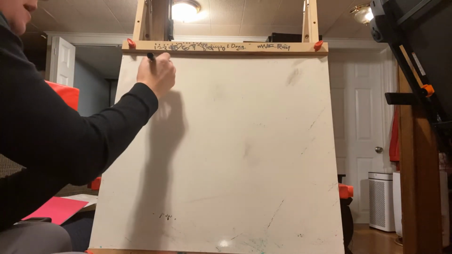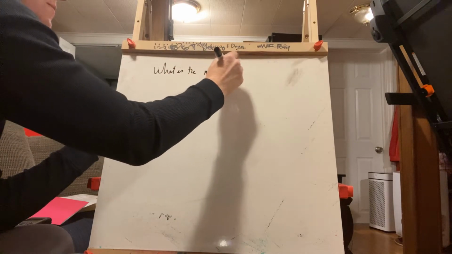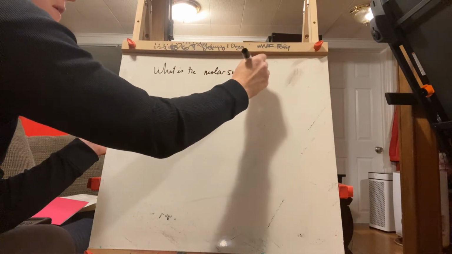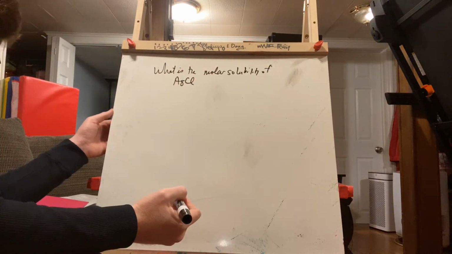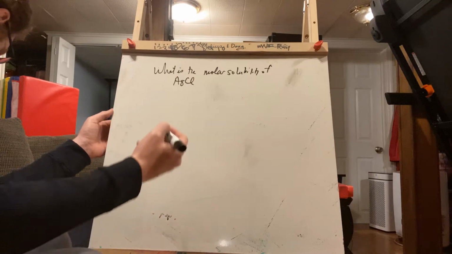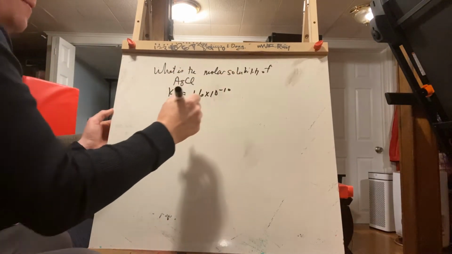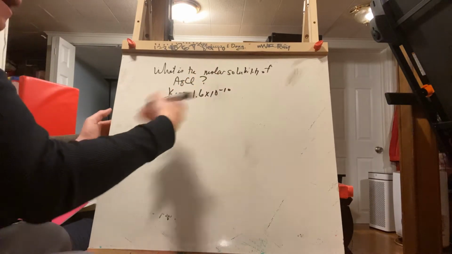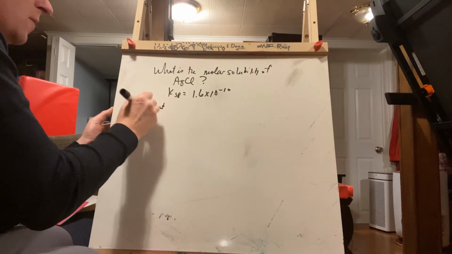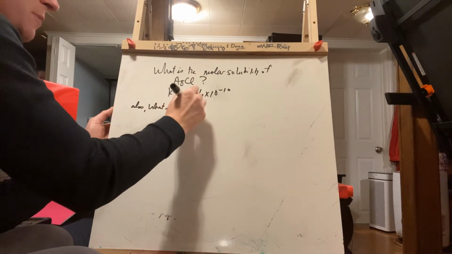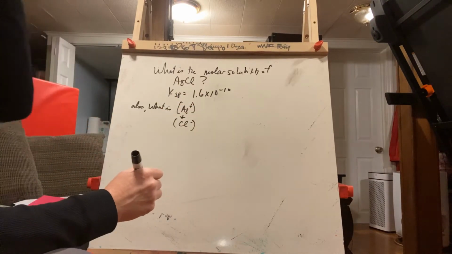You get a question saying, what is the molar solubility of AgCl? As I said before, the KSP was 1.6 times 10 to the negative 10th. And I'll also throw in there, what is the Ag plus and Cl minus? I think you'll be kind of surprised by these answers.